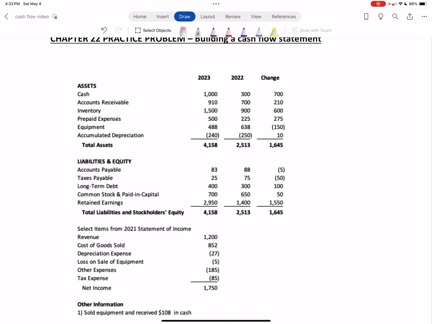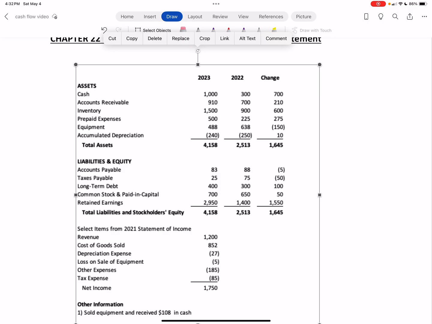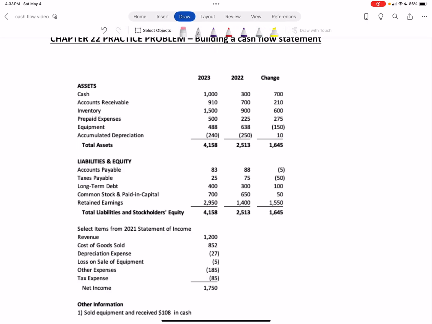So before I even start with the cash flow, let me remind you what we're trying to do. We're trying to tell the readers that we started with $300 in cash at the beginning of the year and we ended with $1,000 in cash. So we need to tell them of that change in cash, that increase of $700, where did it come from? So we're going to start with the operating section.